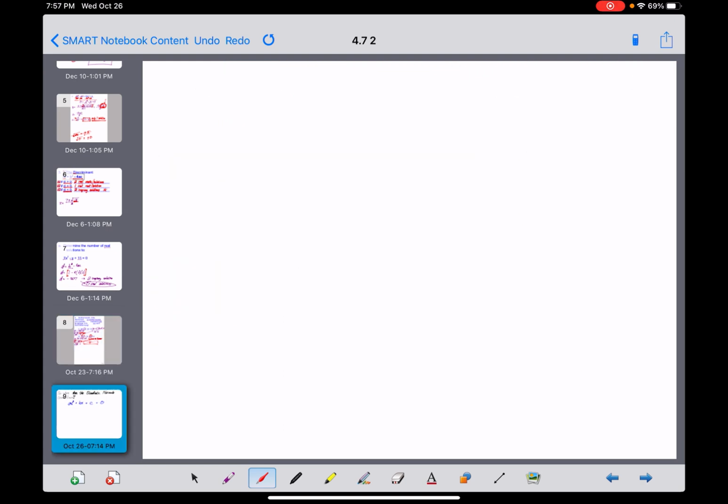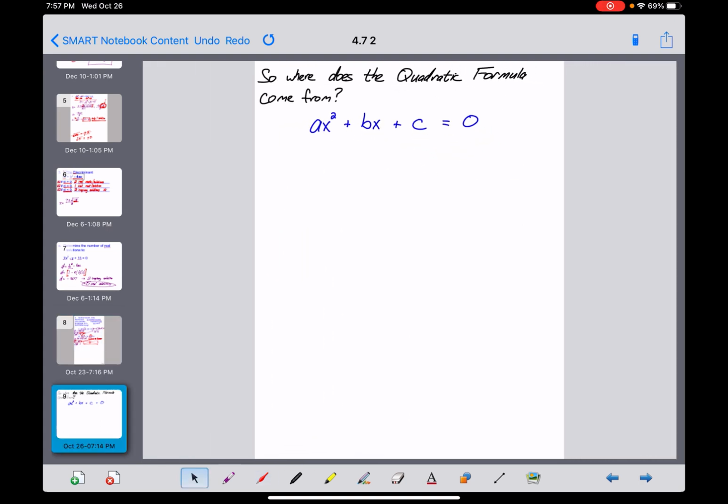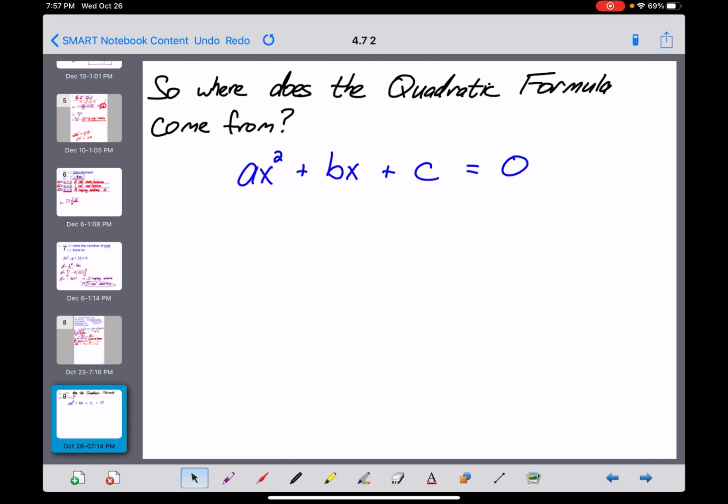And the last thing I said I would do, I would not mind at all if you guys turned off the video and didn't pay attention to this, but just in case anybody out there is curious, where does the quadratic formula come from? It comes, everybody, from completing the square, CTS, on this general form here of a quadratic function. Let me show you how we do that.